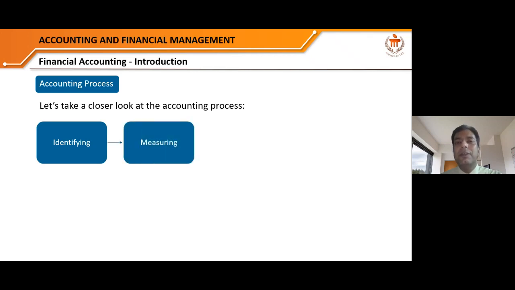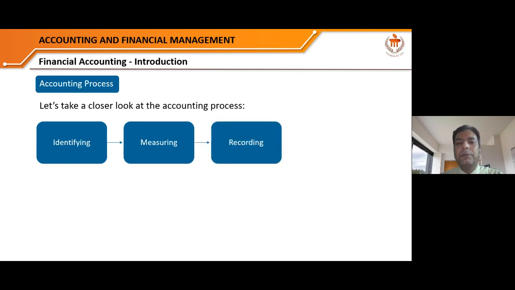Next, we move to measuring. By measuring, we mean how much money is actually involved, how much money I am paying, and how much total money I have to record. Let's say I bought furniture. I know I bought it and I need to record it. But how much amount should I record? Shall I record 1,000 rupees for a chair, or 10,000 rupees for a table, or 50,000 rupees for a whole furniture set which I bought for my office? Those decisions need to be taken. That is what we mean by measuring: how much and what amount to record in the books of accounts.